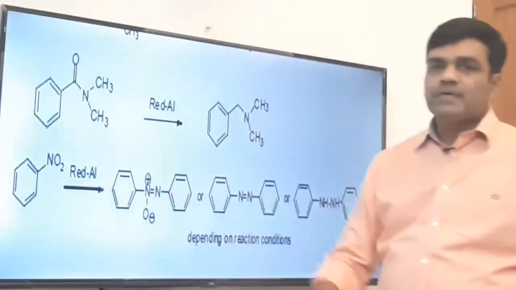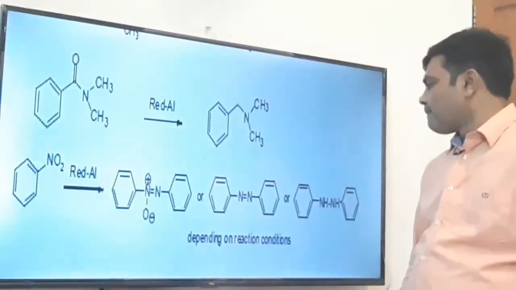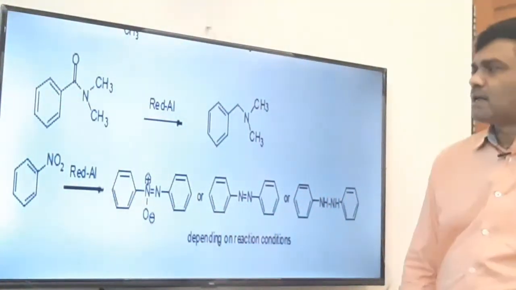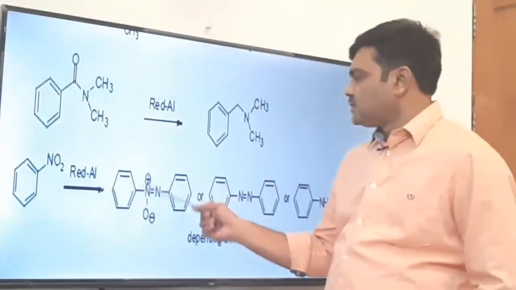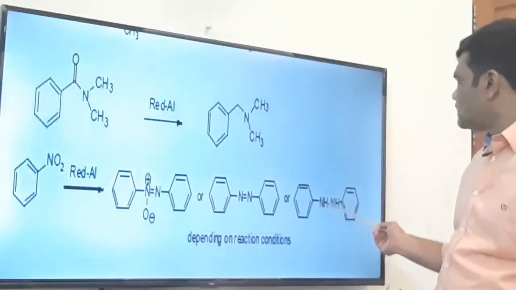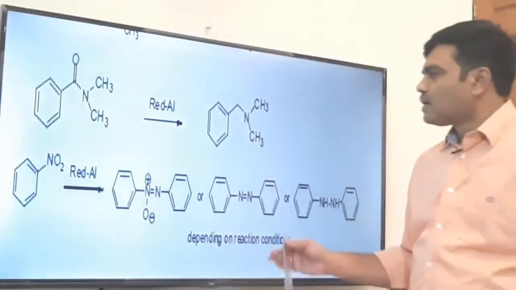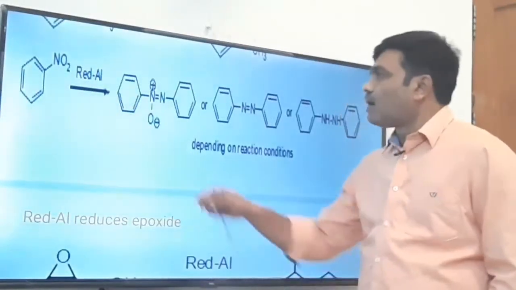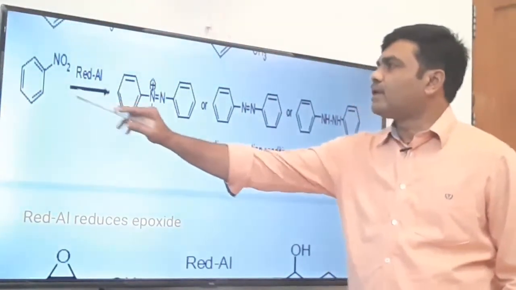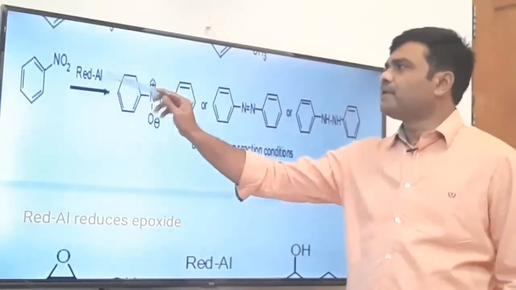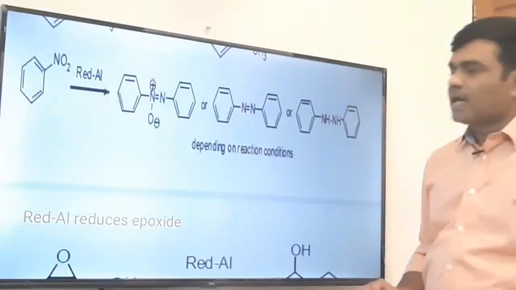Here the nitro group in case of lithium aluminum hydride is converted into NH2, but in case of red Al, a variety of product formation takes place depending upon the reaction condition. We may get azoxybenzene, azobenzene, or hydrazine, phenylhydrazine, depending upon the reaction condition. In the nitro group, dimerization takes place, where we get these different types of products depending upon the reaction condition.